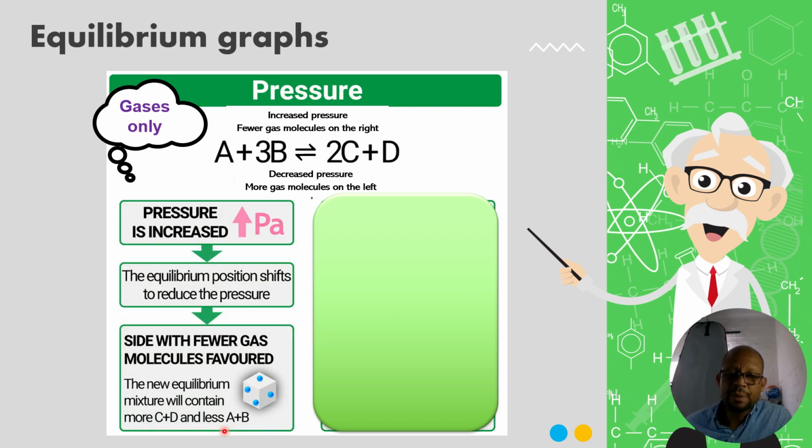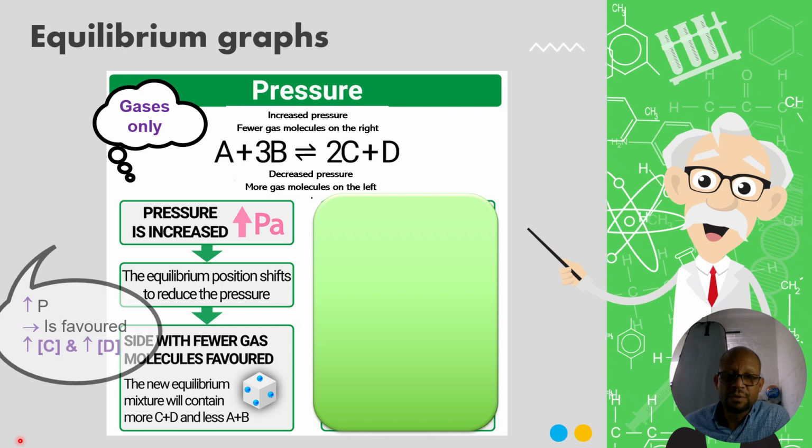Okay, if the pressure is increased, I know that equilibrium will counter that increase, and the position of the equilibrium will shift in such a way to reduce the pressure. In doing so, the side with the fewer molecules will be favored. Here you have to look at which side that is, and that will be the C and D side. So there will be more C and D and less A and B molecules, or concentration of that. So the forward reaction will be favored, and that can be captured.